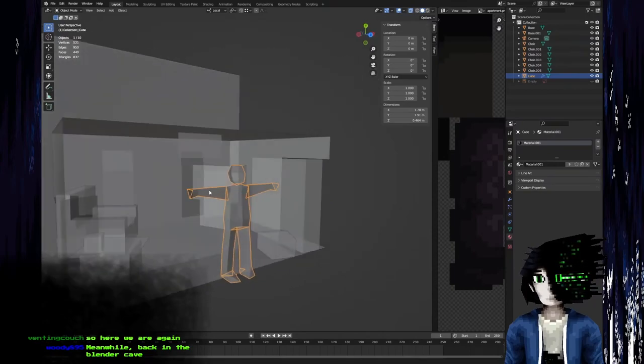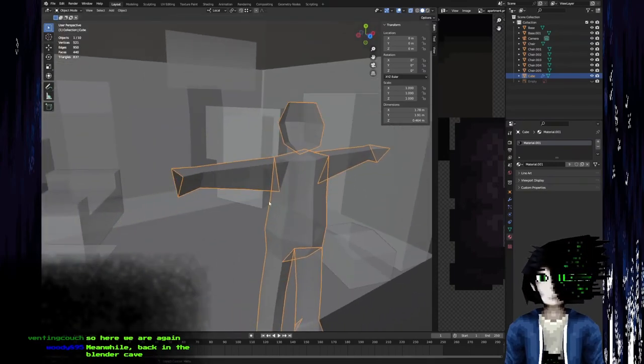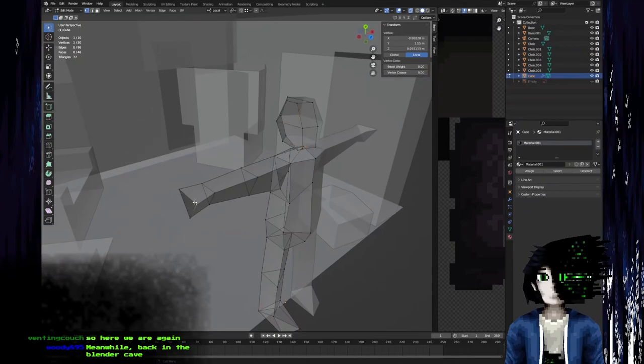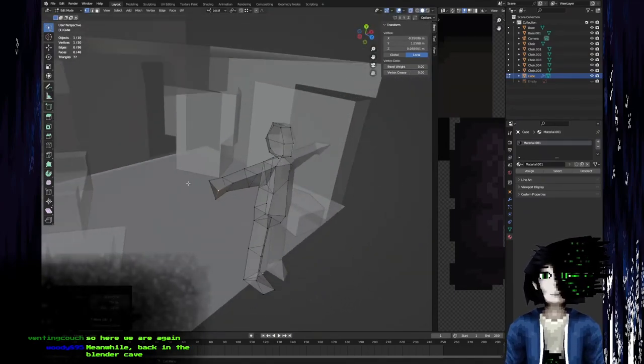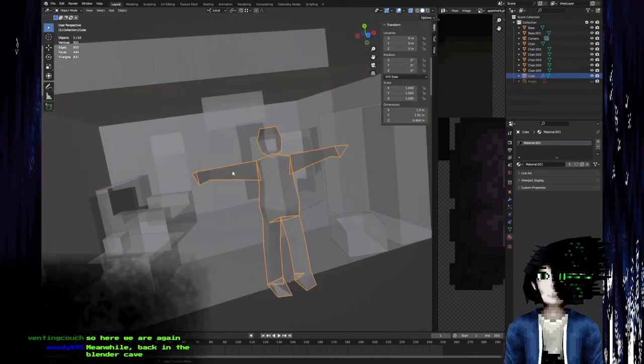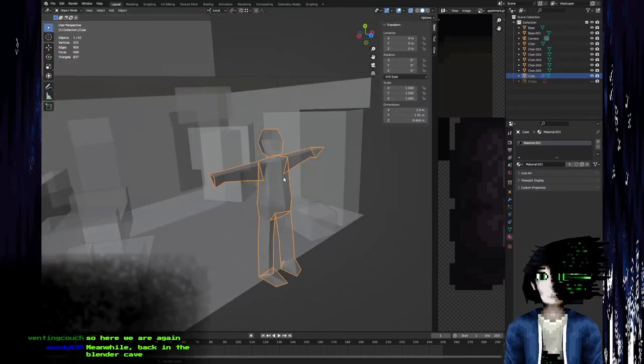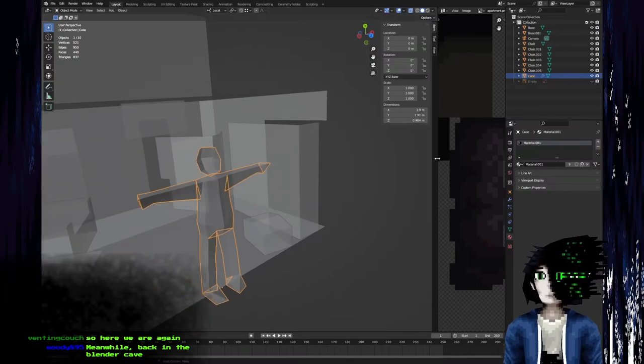Okay, this looks pretty terrible. Oh my god. I'm starting to remember, well, not remember, but learn why I've never done character modeling on stream before. Okay, let's do a vague unwrap.